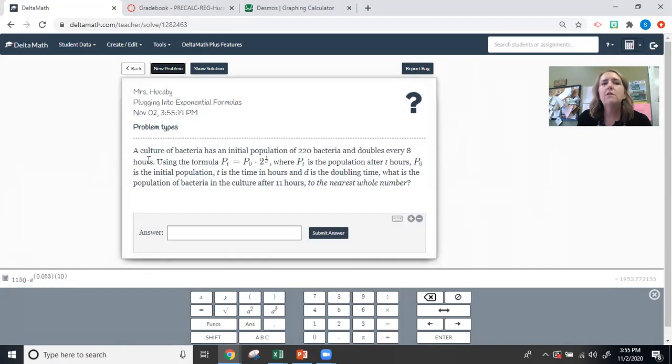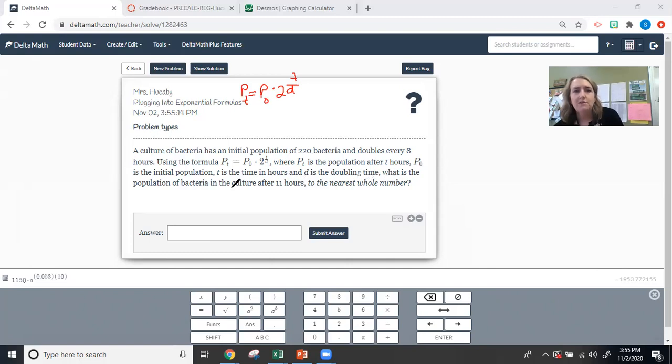Bacteria. A culture of bacteria has an initial population of 220. Let me get my pen back here. So let's write the formula out. P sub T equals P sub 0, that's the original, times 2 to the T over D. So P sub T is the population after T hours. P sub 0 is the initial population. T is the time in hours, and D is the doubling time.